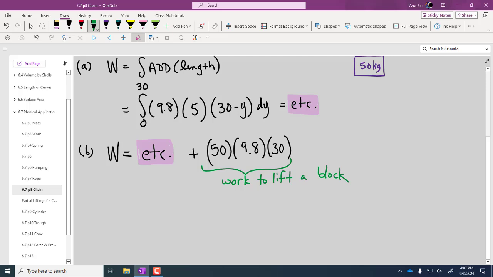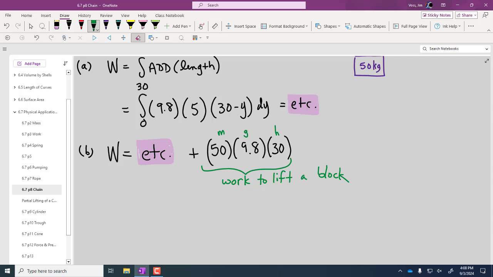And that's it. So we can treat it as two separate problems. How much work is it to crank up that chain? And then separately, how much work is it to lift a point mass? And so the total work for that whole thing will be that. So this is mgh. Mass times gravity times distance traveled or height. mg is force, so force times distance gives us work. When you're going vertically, force is m times g, mass times gravity.